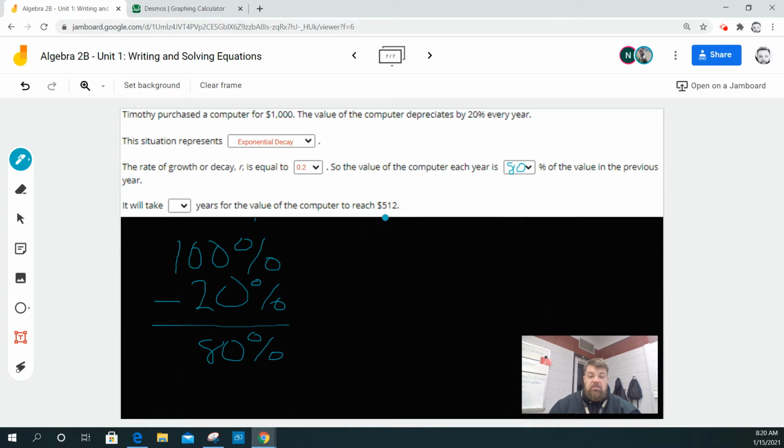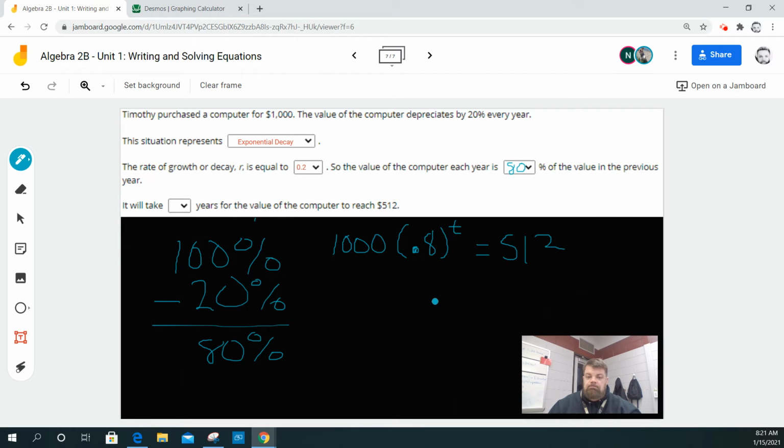And how long will it take for it to reach 512? So again, what we're going to have to do with this one is we're going to have to take and write this out. So I've got $1,000 as the initial value. I know that 1 minus the 0.2 is going to be 0.8. That's going to be raised to some value t. That's the number of years. And we want to know when it's going to equal 512. Okay.